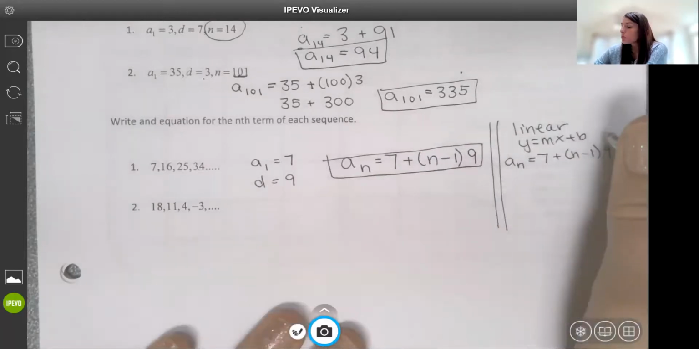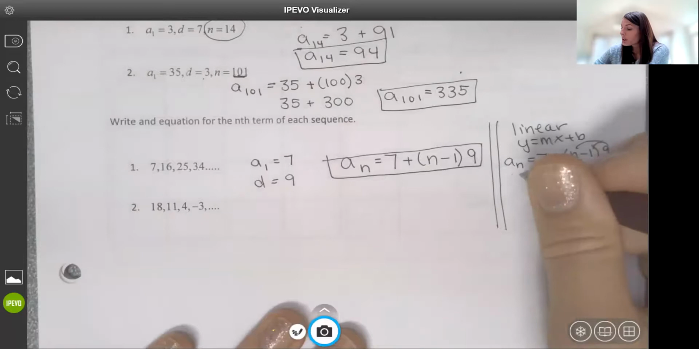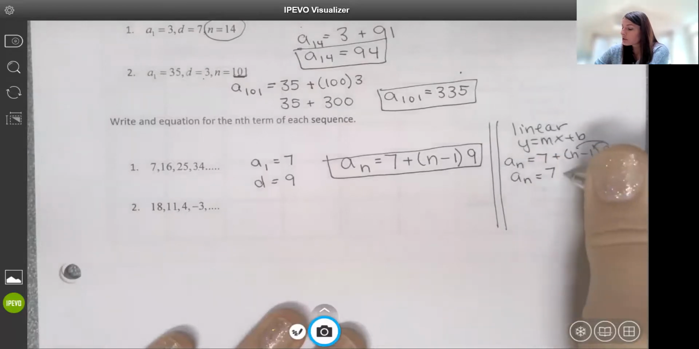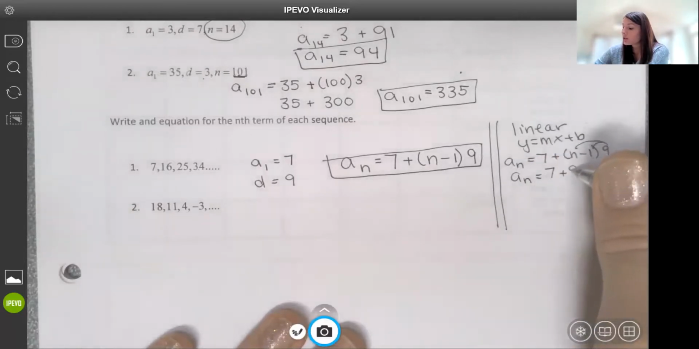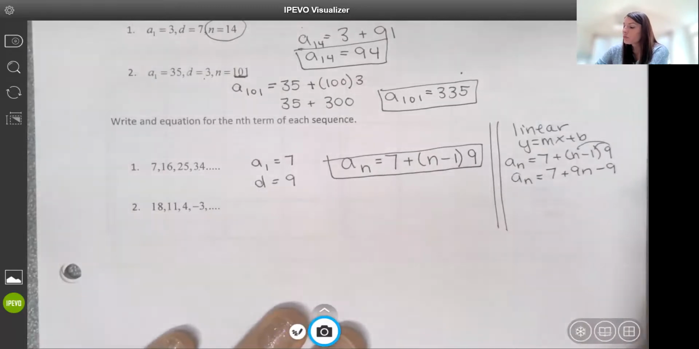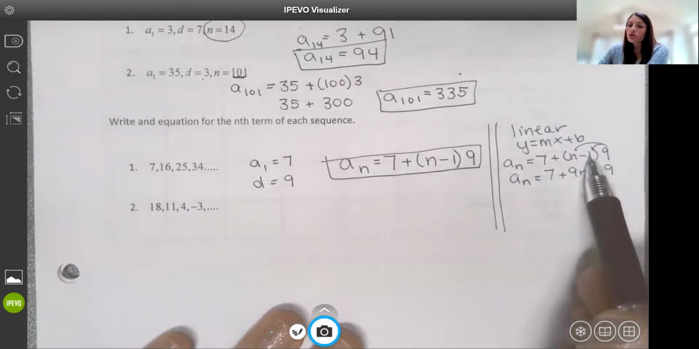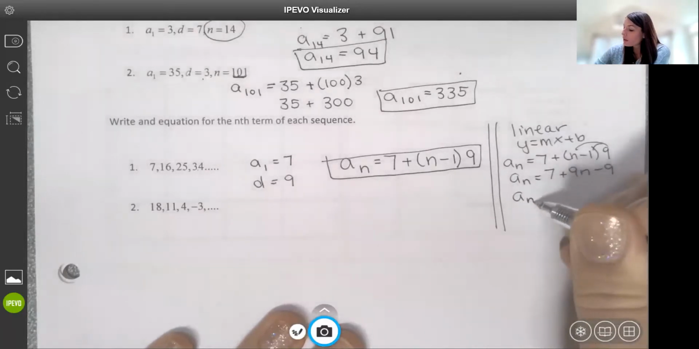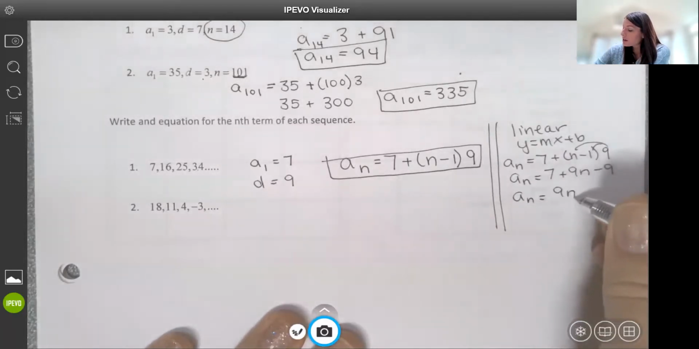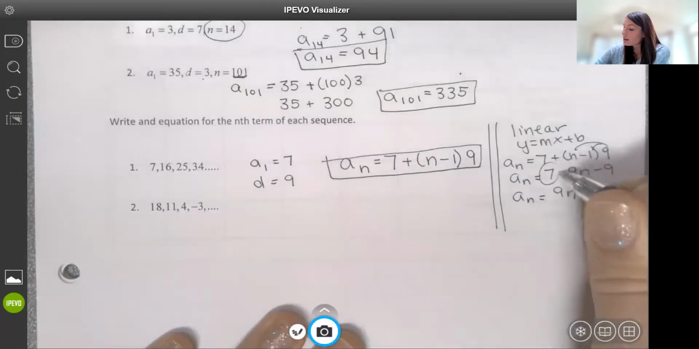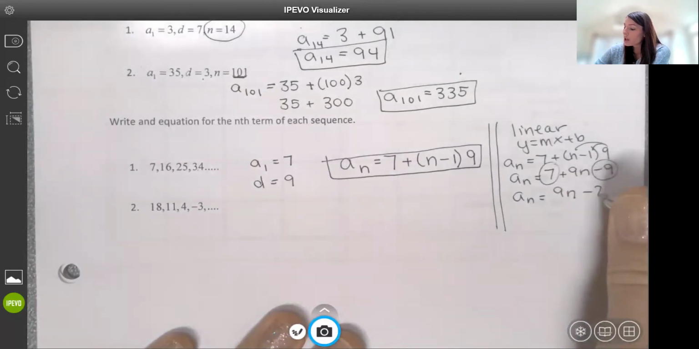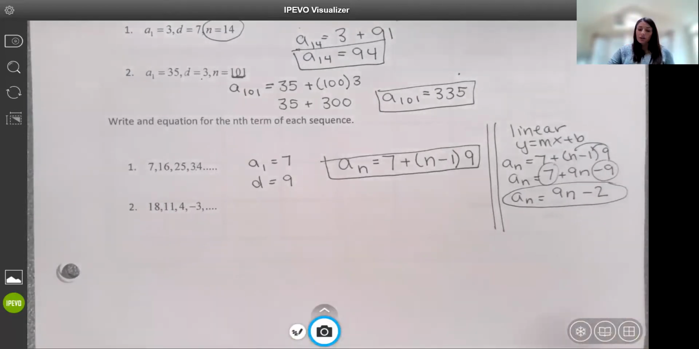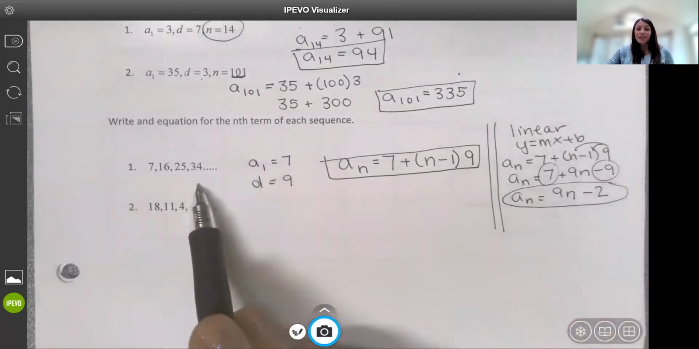It works, but we can also clean it up a little bit. So you may find on certain questions it asks for the linear equation that would model that. Okay, which just means, okay, I'll distribute that difference through. And then I can write this as a sub n equals 9n, combining like terms, minus 2. So this equation here would also work to find any term in this sequence.